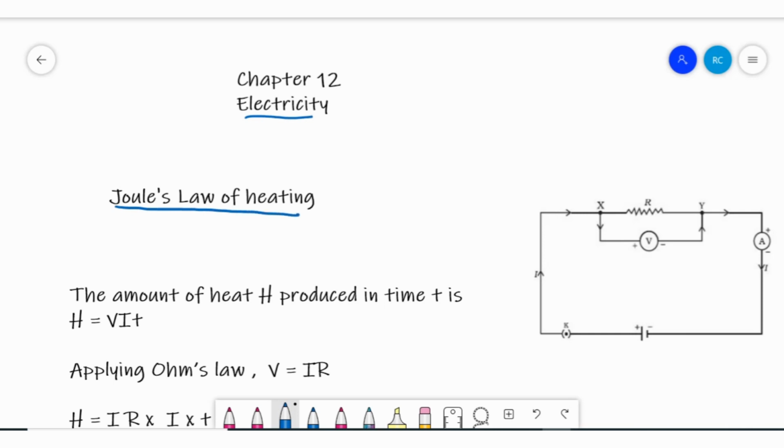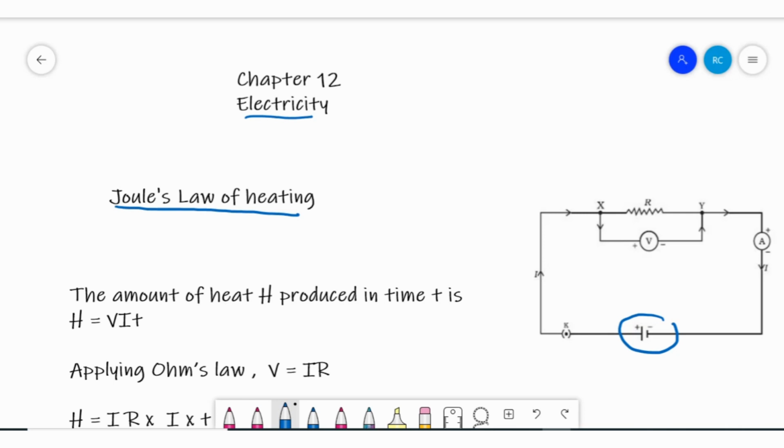We know that a battery or a cell is a source of electrical energy. So when we connect the battery to this entire circuit, it provides electrical energy so that the current is maintained through the entire circuit. Which means to maintain the electric current, the source has to keep expending its energy. So where does this energy go?